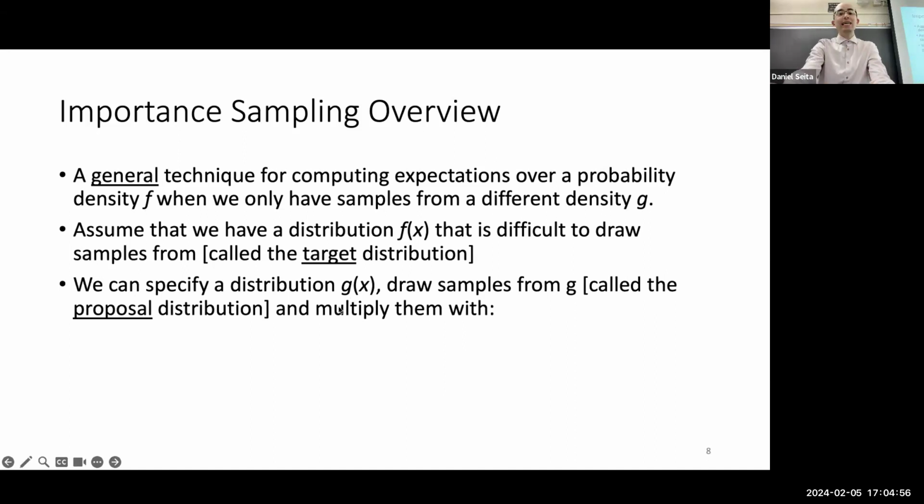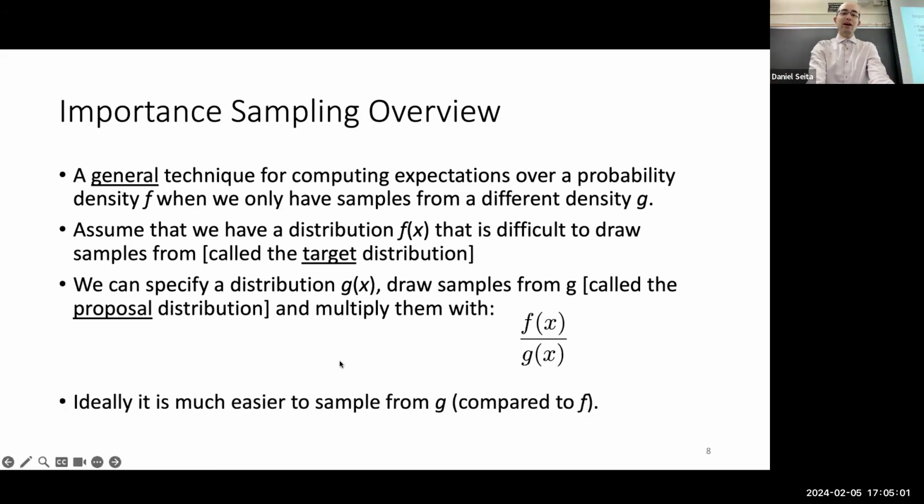Now you can specify some distribution g, and then you draw a sample from g, and then you multiply them with this. Like this is a weighting factor that tries to weight the distribution so that if you sample from g, then you multiply them by this weight, you end up actually getting something that's like f. So yeah, this is a general technique. So how does it apply to our case? Well, let's first take a look at some graphs.